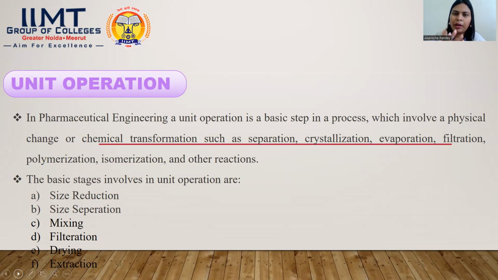If we have any compound in bulky manner, we need to reduce its size to the desired particle size which we want. Okay, so these are the physical change. If we talk about the chemical transformation, we need to mix the ingredients so that the ingredients enhance their therapeutic effect. So basically the physical change or chemical transformation involved in any process is known as unit operation. Okay.